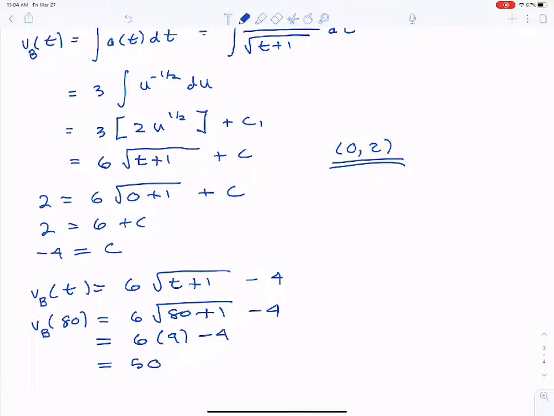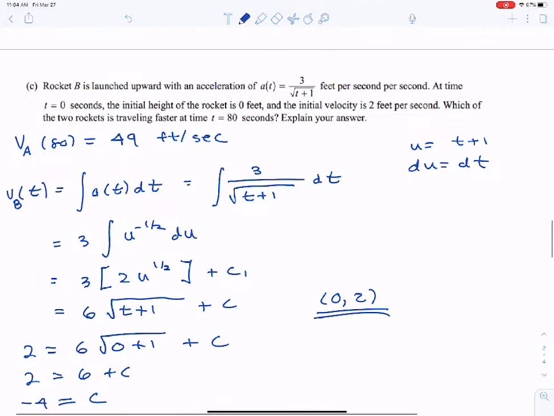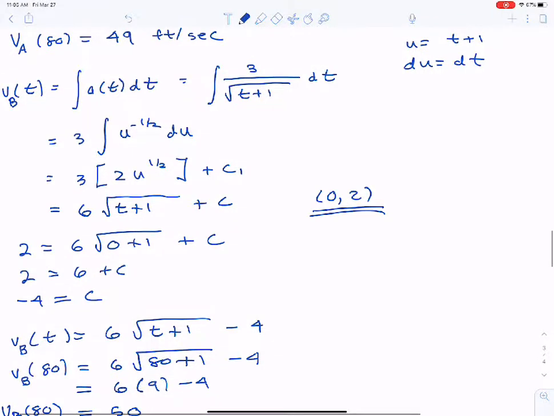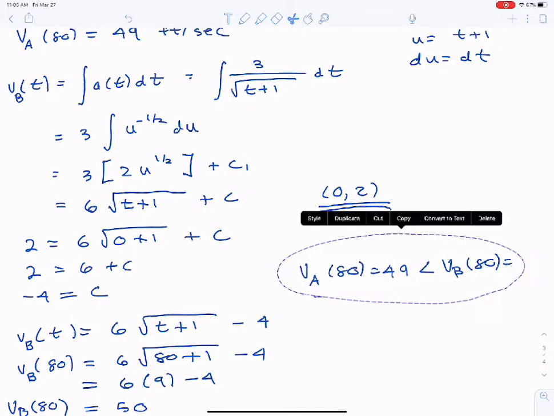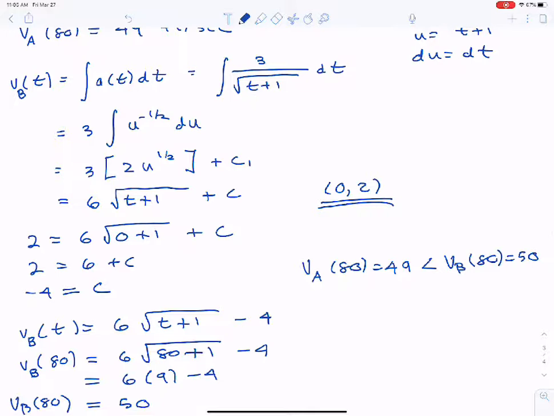Okay, so v of B at 80 equals 50. So now the question is, which of the two rockets is traveling faster at time 80? So I'm going to say V of A at 80, which equals 49, is less than V of B at 80, which equals 50.